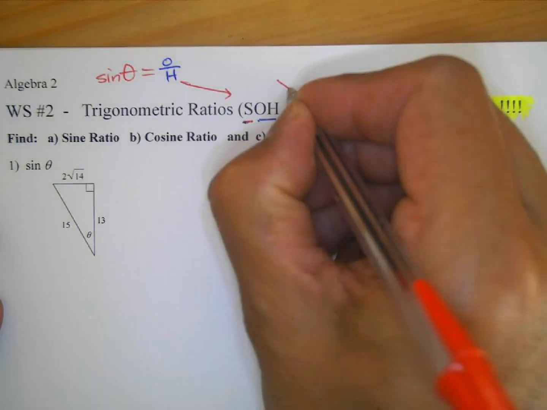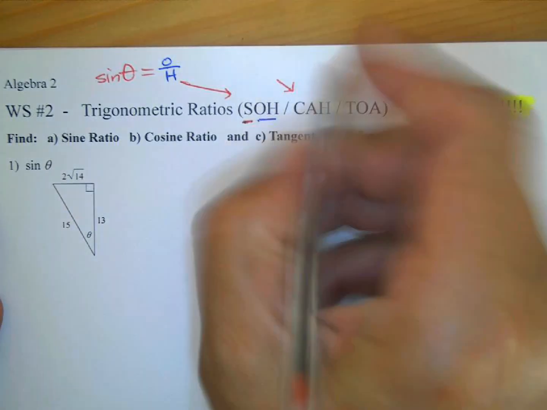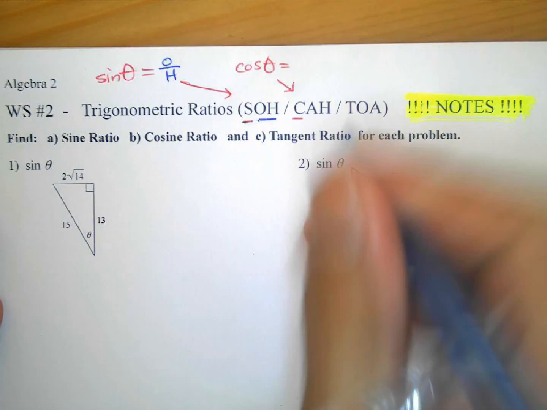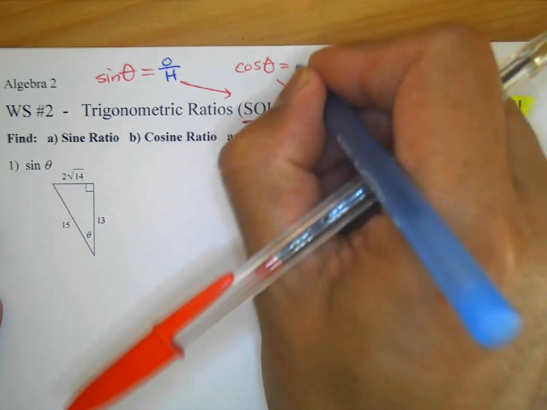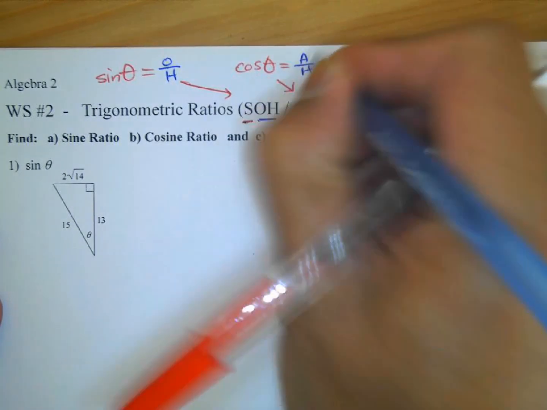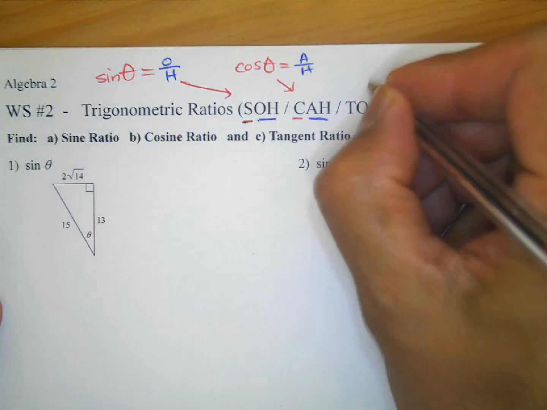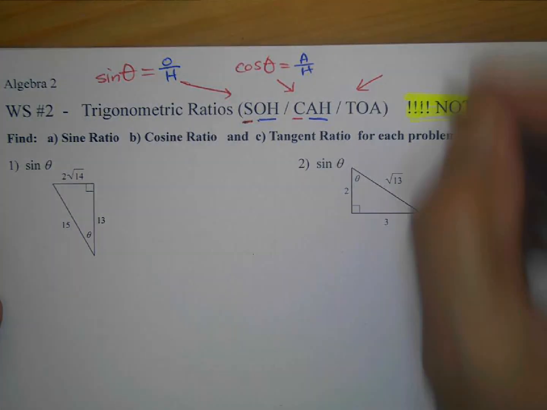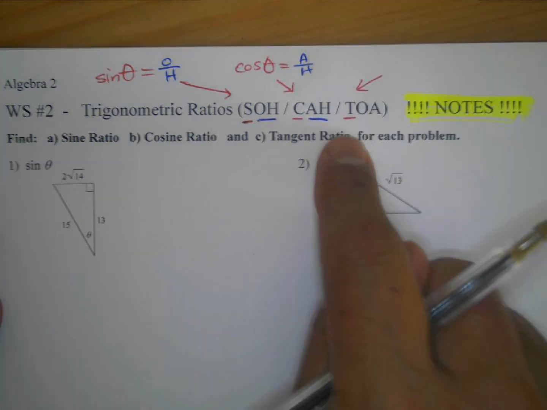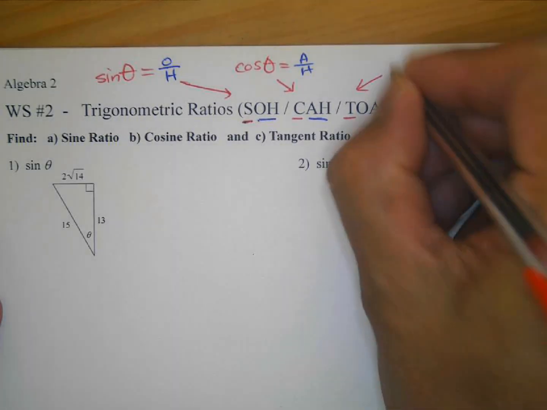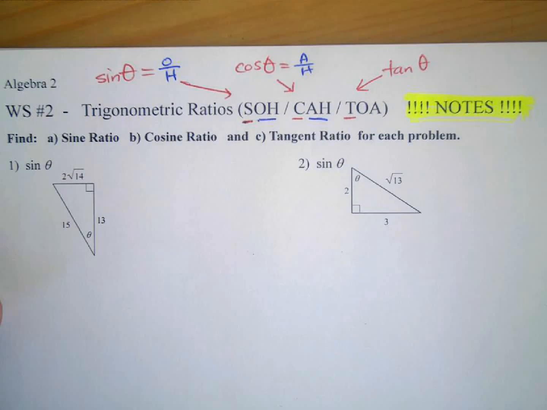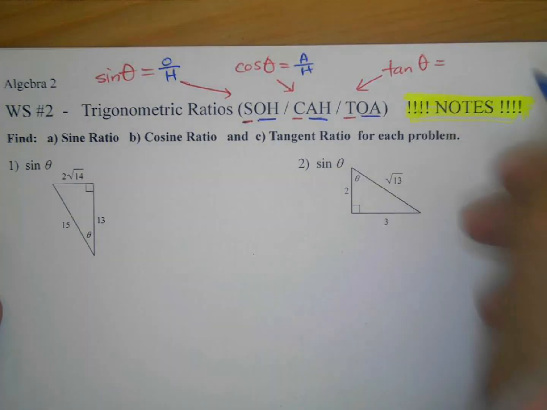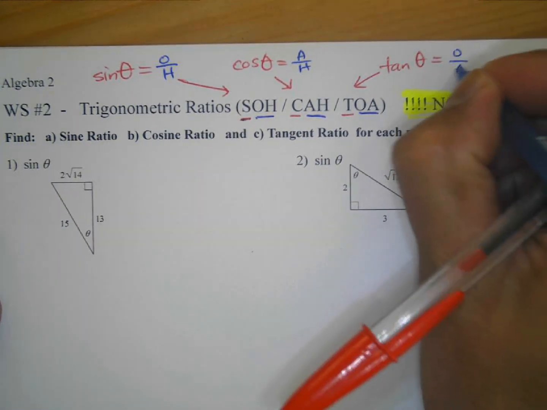And then for cosine, CAH starts with a C, so C is cosine. And then the last two are for the ratio or the fraction, A over H. And again, this is what we learned the last time, right? So we're familiar with this. Now the T is the function, so that's tangent. And then the last two are the numerator and the denominator, O over A.